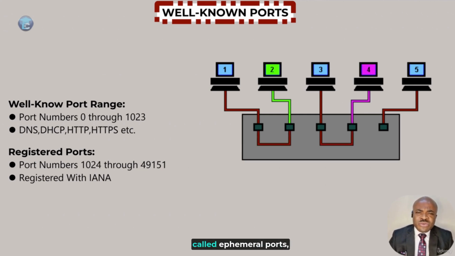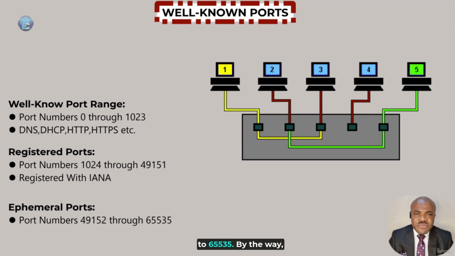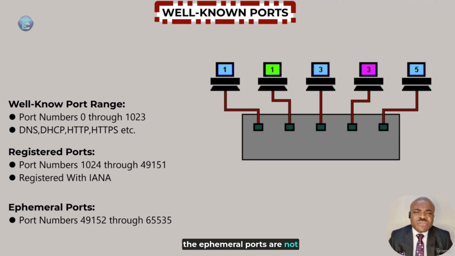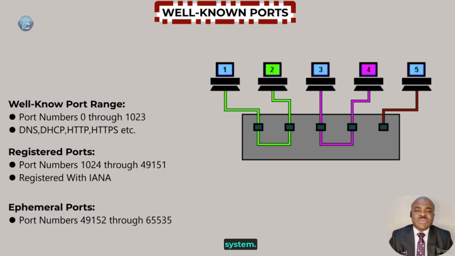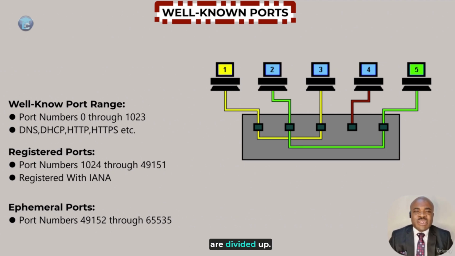And we also have something called ephemeral ports, also known as dynamic ports or private ports. We've talked about these as well, and they range from 49,152 to 65,535. By the way, the ephemeral ports are not strictly adhered to. You might find a return port in the registered port range depending on the operating system. So if you are doing a packet capture and you do see that, do not be alarmed. But technically speaking, these are how the port ranges are divided up.